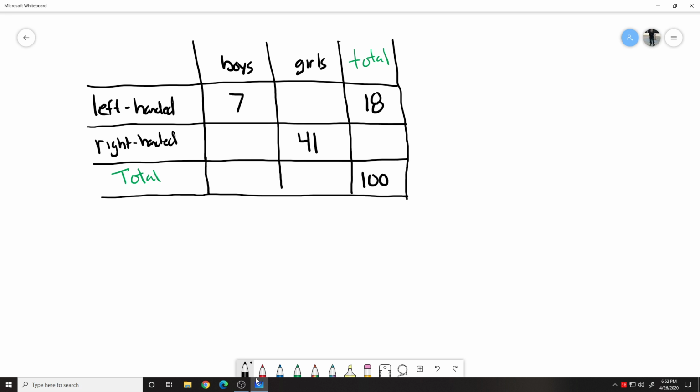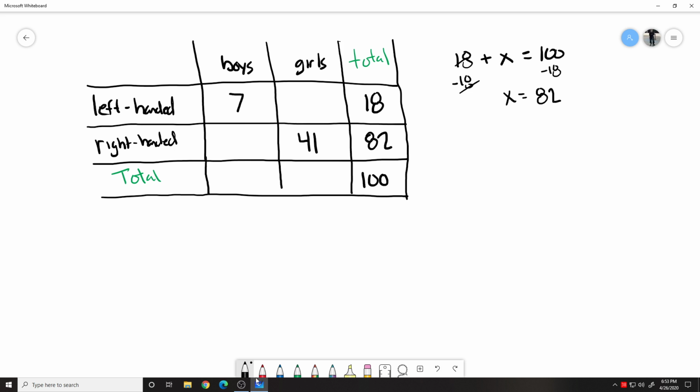Because this is a total. So 18 plus something gave me 100. We'll just call that x. 18 plus some number gave me 100. Now you can do this in your head, but just in case you can't, you can just do a little algebra and get your answer. Those cancel out. So x is equal to 100 minus 18, which would be 82. Okay, so that means we've got 82 here. Now we have our choice.